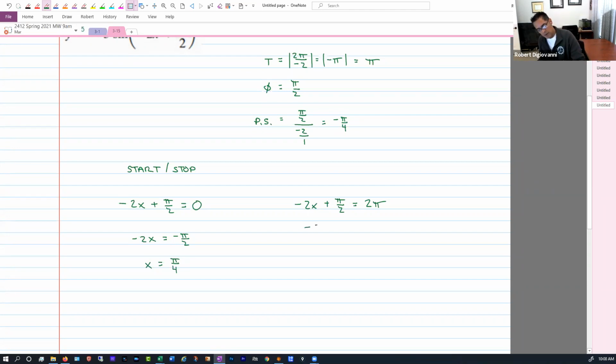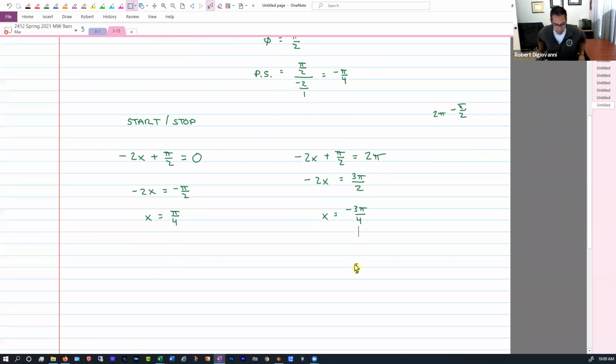On the other one, I subtract pi over 2 on both sides. So if I do 2 pi and I take away pi over 2, I should get 3 pi over 2. I'm not going to show that. And then x will be equal to -3 pi over 4. And that's because when you take this number here and divide it by a negative number, you get a negative answer. Okay. Are there questions?